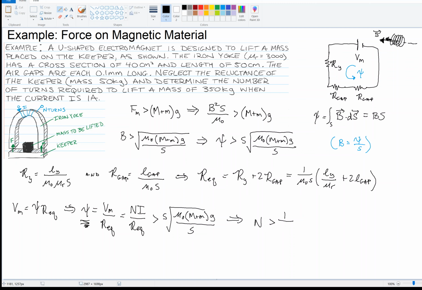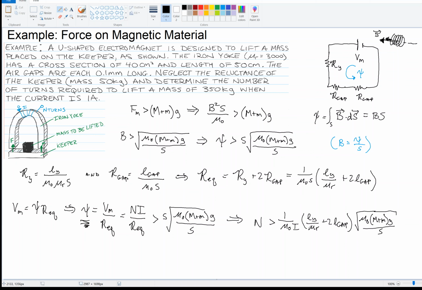So I'm going to multiply both sides by the total reluctance, so I've got that here, and that S will cancel with this S, actually. So I've got 1 over mu 0. Then I divide by I, so I've got an I down here. And then I've got this thing from the reluctance, L_y over mu r plus 2 times the L gap, times, then I need the square root business there, mu 0 plus capital M lowercase m times gravity, 9.81, over S. Right, S is in the square root.